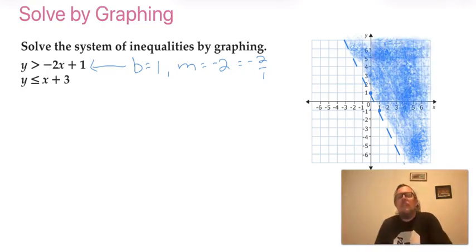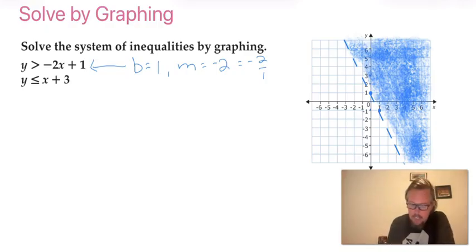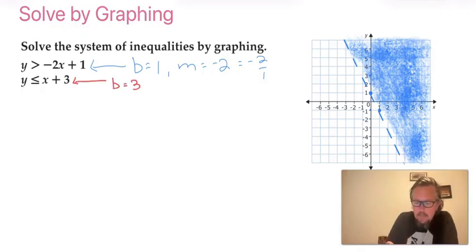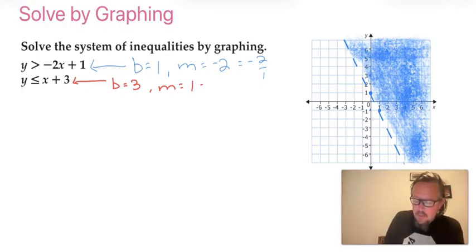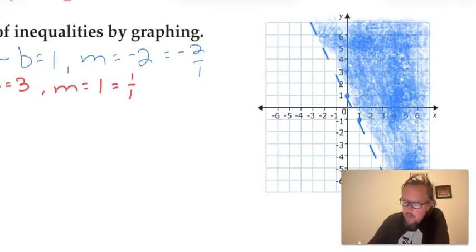There we go. Perfect. Okay, so now I'm going to do the exact same thing with the second inequality, and let's go ahead and do red for this one. Now this one has a y-intercept of 3, and the slope here, since there is no visible coefficient in front of x, is just 1, which as a fraction is 1 over 1. So on our graph, we're going to start with 3, and then we go up 1 and over 1.